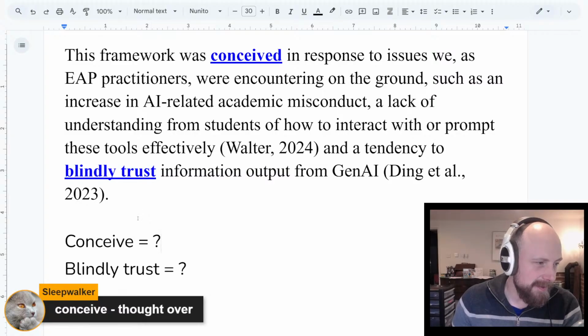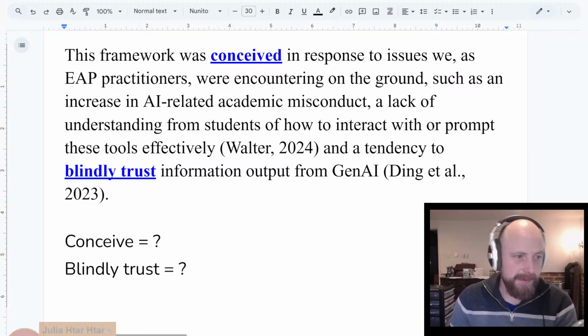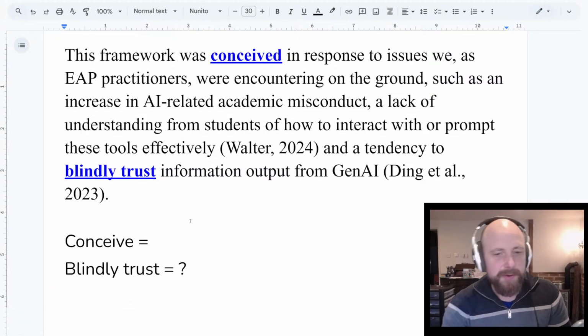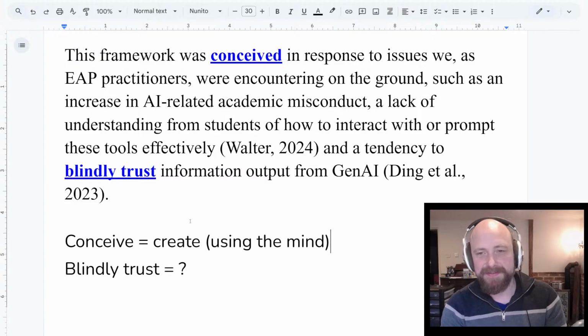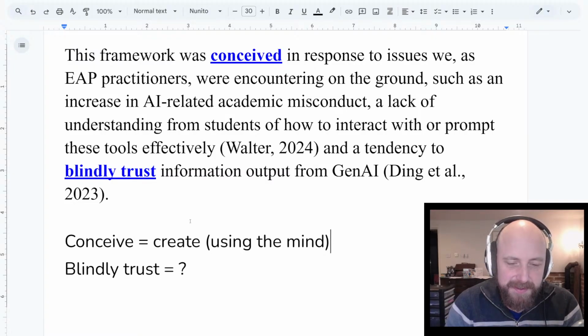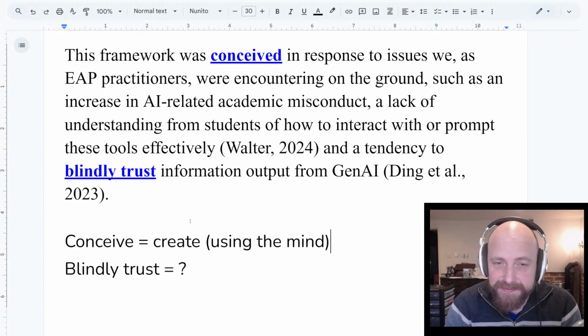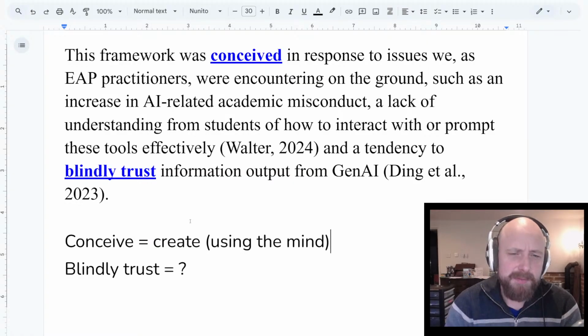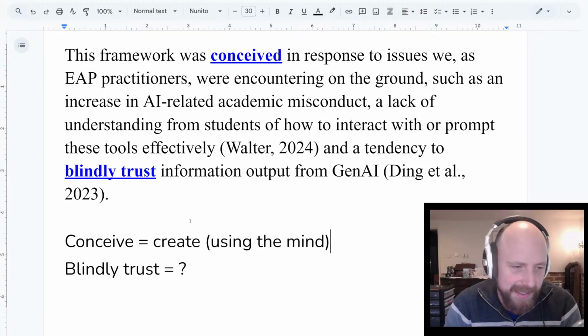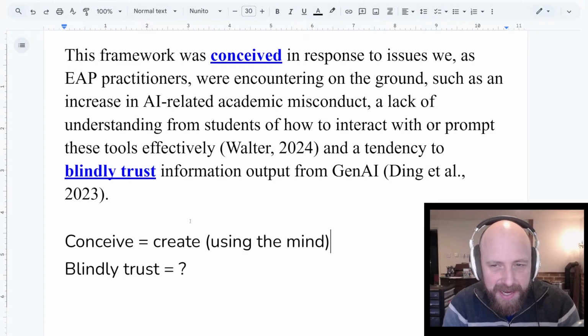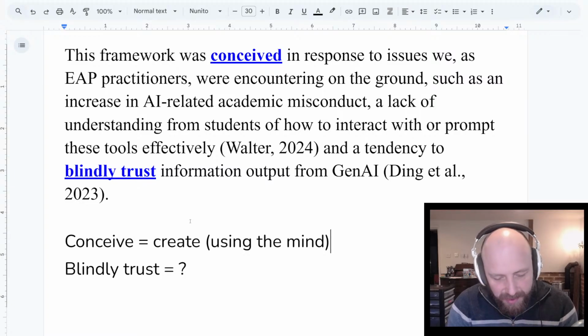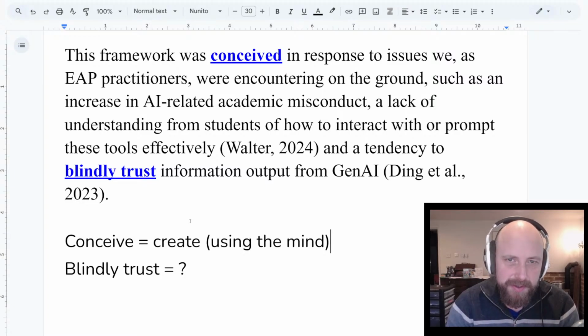Made into, not really. No, okay. So conceive in this case means create using the mind. It's creation. So the framework was actually created, but conceive gives a bit more of a complex idea of creation, not just thinking of an idea, but a complex creation of a framework using your mind.